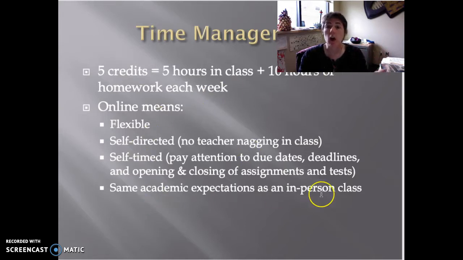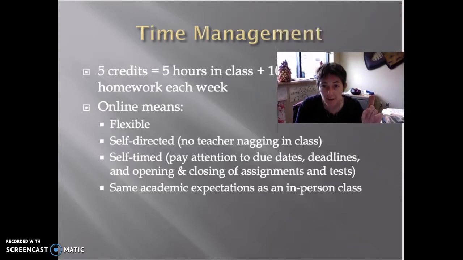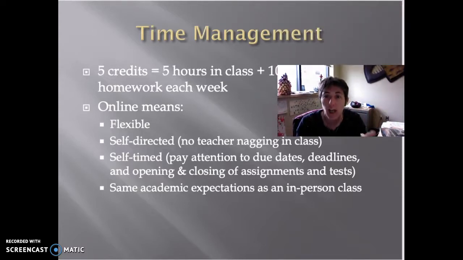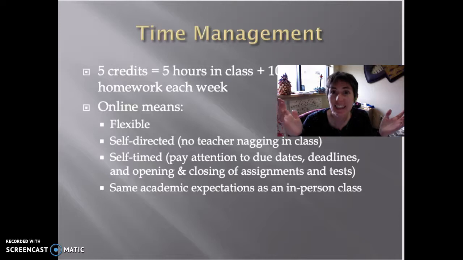5 credit, self-directed. Same academic expectations as in an in-person class. This class is just as difficult and just as challenging and expects you to learn just the same amount of stuff as if you were taking a live class, but you don't get the teacher nagging you and you don't get to sit back while everybody talks about it in class and you didn't do the homework. Any day, you cannot do that because that's not how it operates.